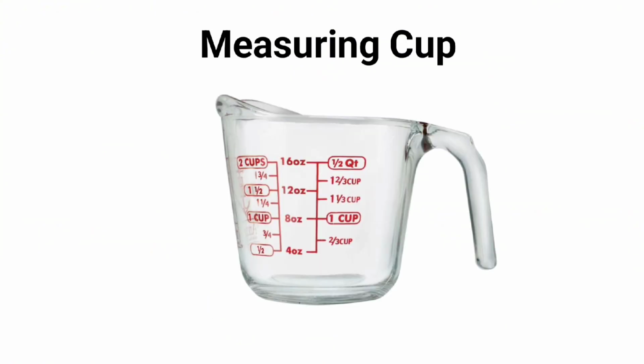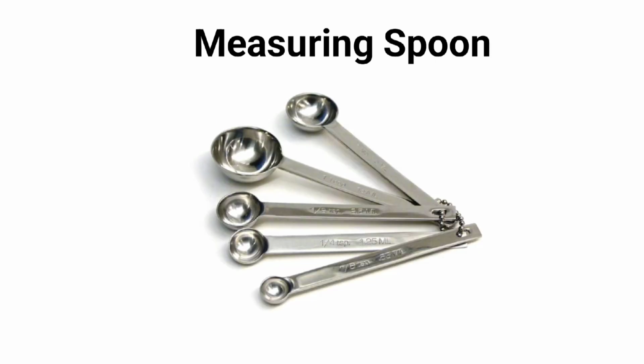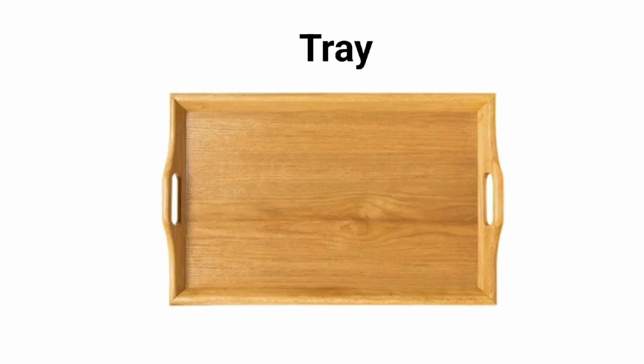Measuring cup. Use the measuring cup for milk. Measuring spoon. Add sugar with the measuring spoon. Tray. The tray is on the table.